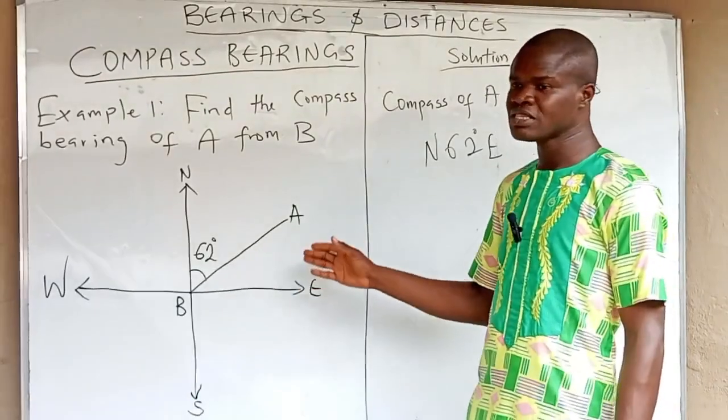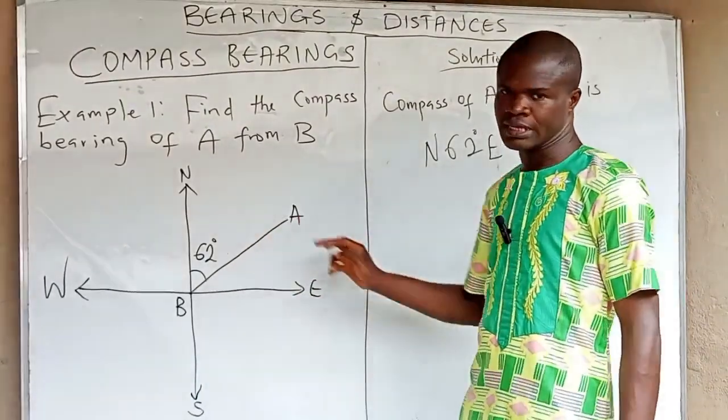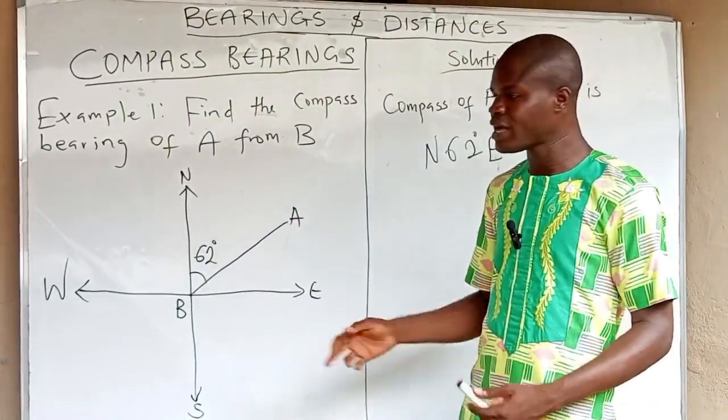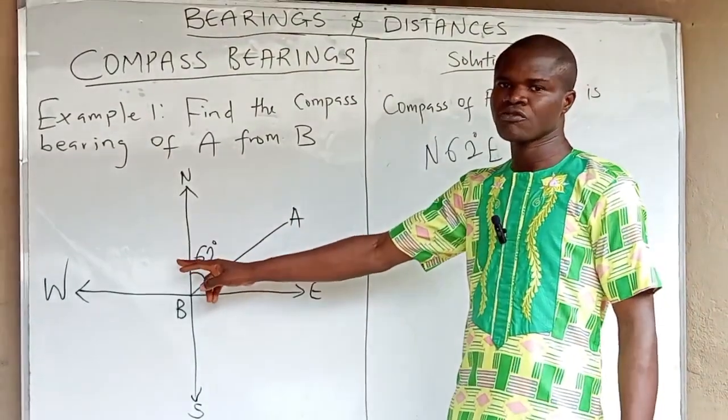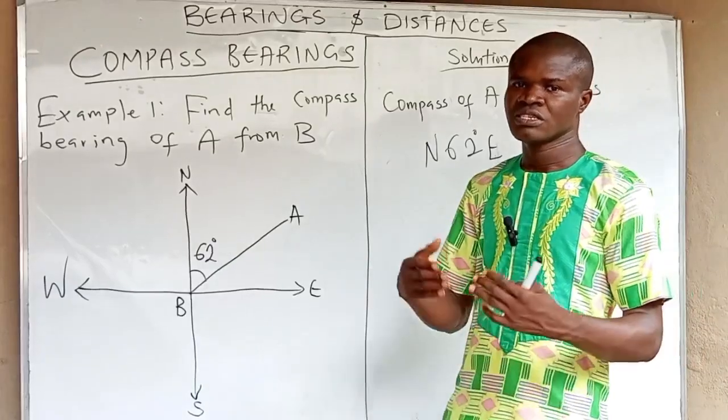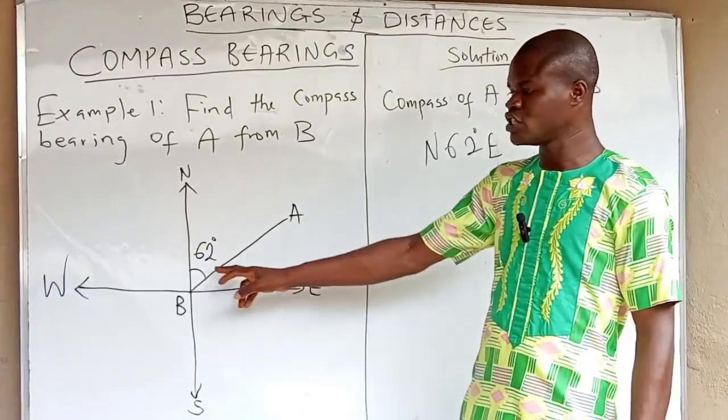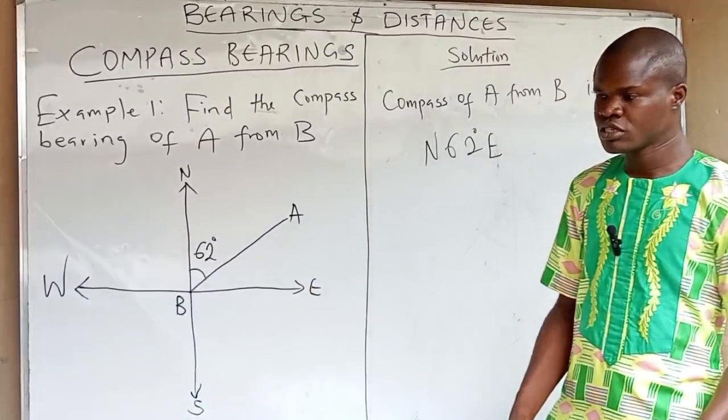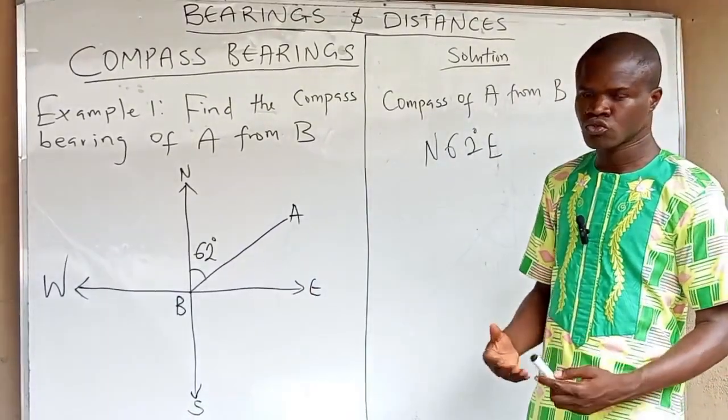So it simply means that the object is between north and east. And if you are taking your compass bearing starting from the north, you just have to go from the north 62 degrees towards the east, and you will get the location of the object. So let's take example number 2.